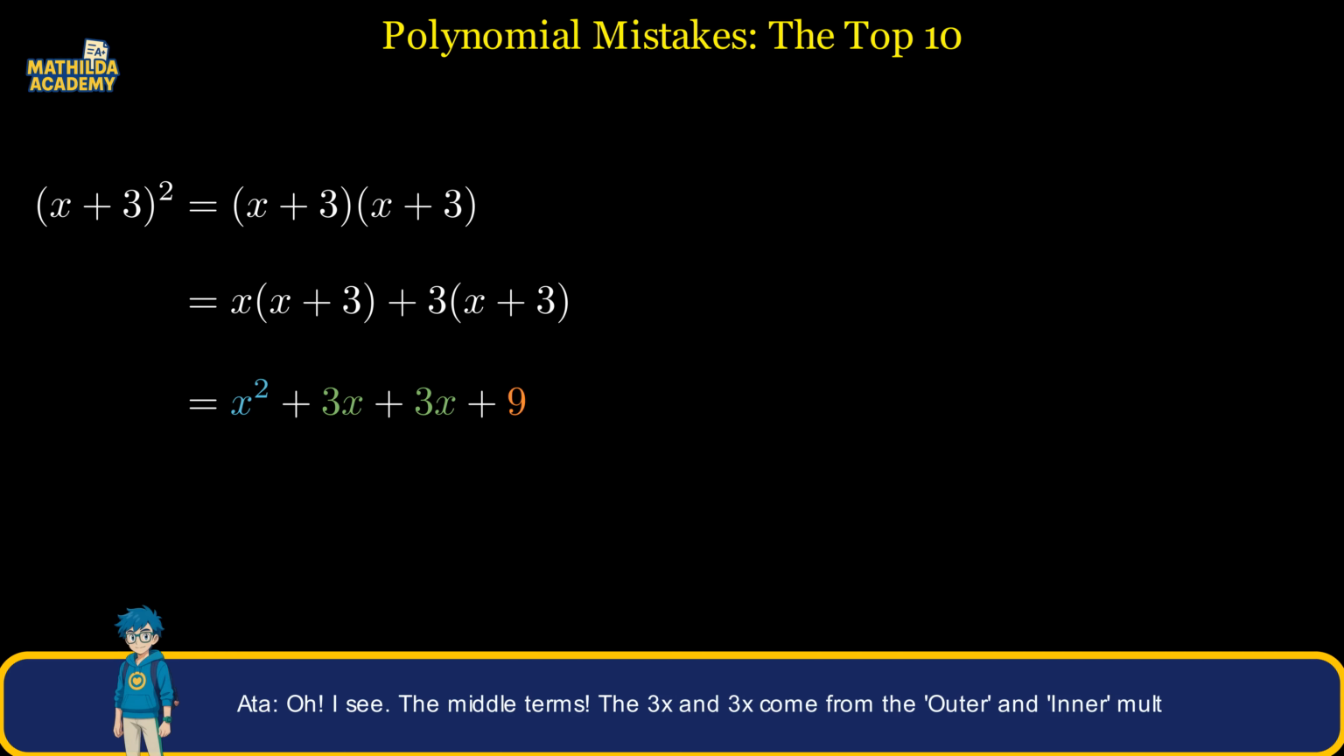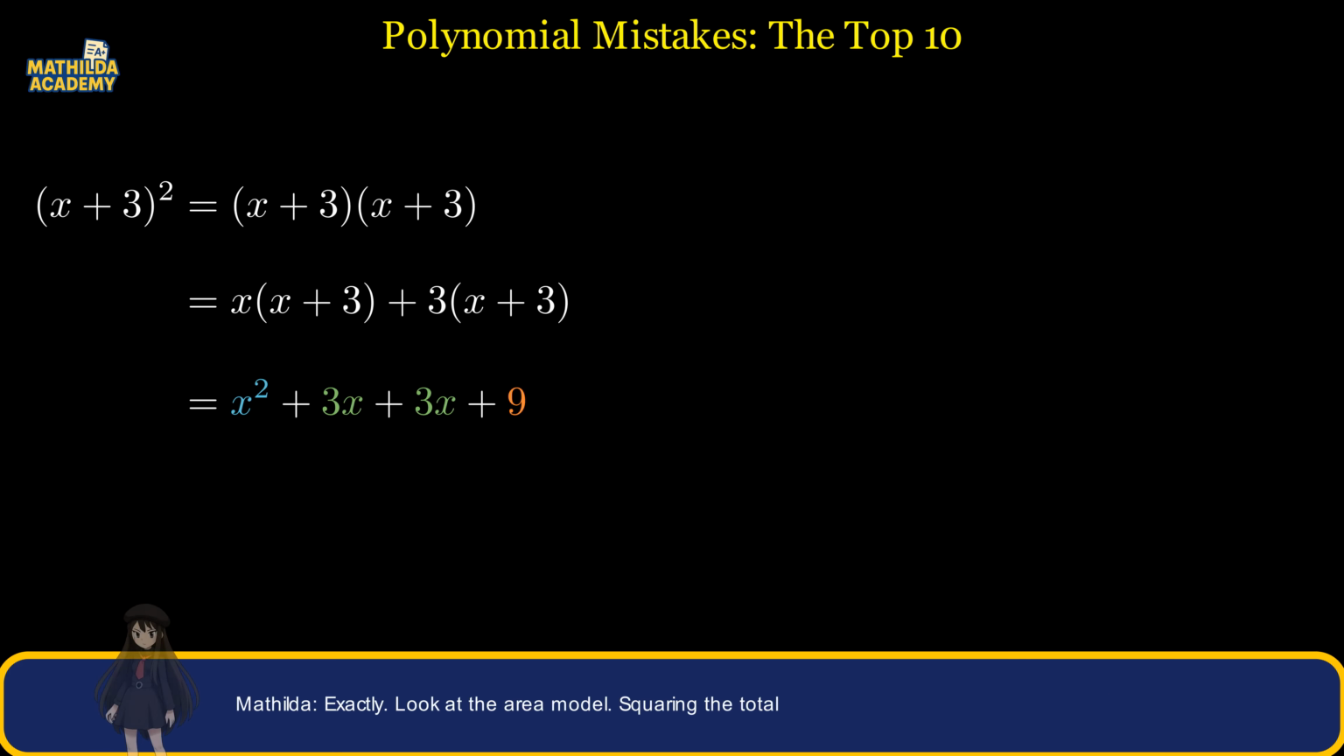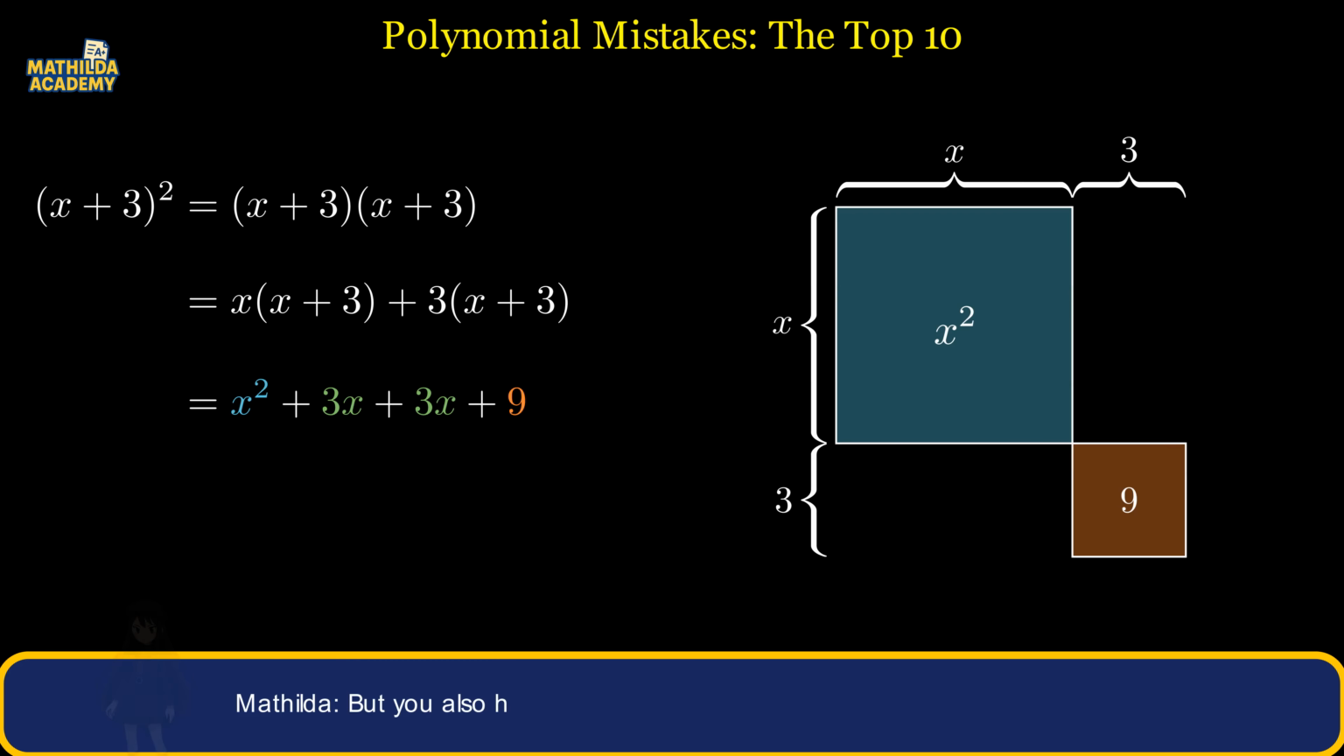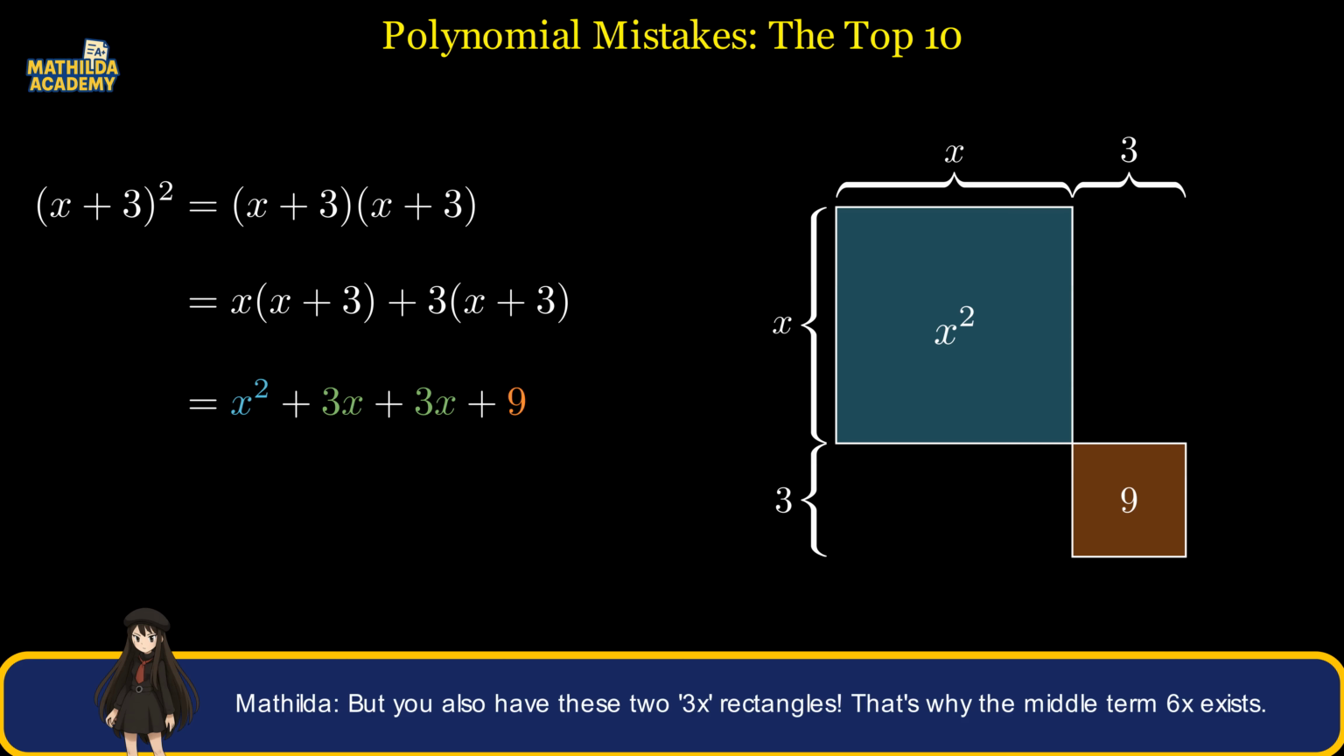Oh, I see. The middle terms. The 3x and 3x come from the outer and inner multiplications. Exactly. Look at the area model. Squaring the total side x plus 3 means taking the area of the entire square. But you also have these two 3x rectangles. That's why the middle term 6x exists.